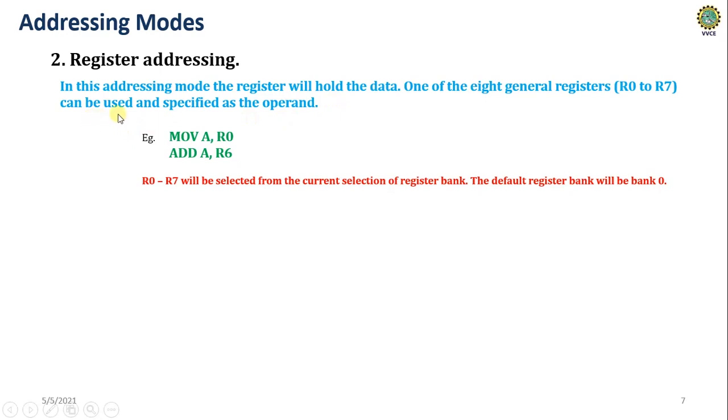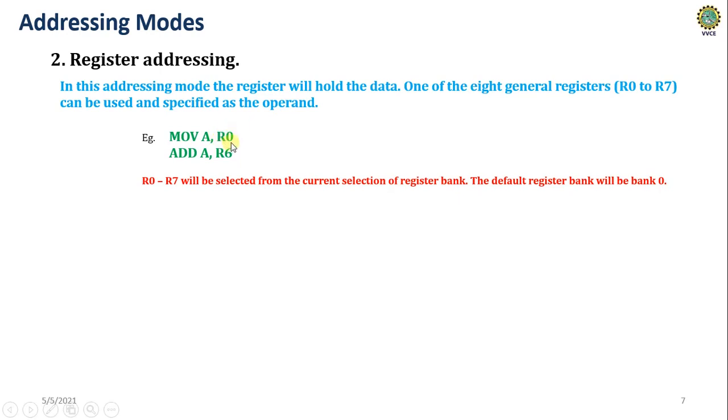So that can be used by any specified operand. So the register can be any register. The data will be held by the register. If you move the data from register to register, which is stored in any one of the registers from R0 to R7, then it is called register addressing. That means the source is always the register.